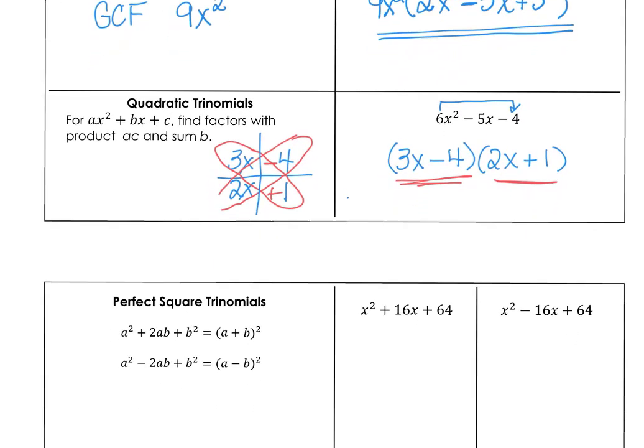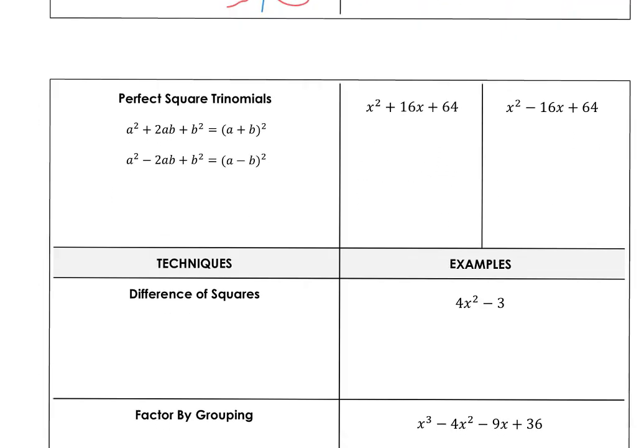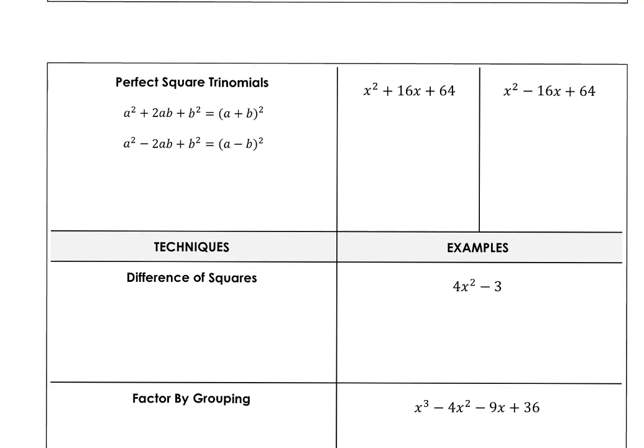On the next page, we're looking at perfect square trinomials. In this pattern, you can tell that to get the a squared, you're going to distribute this binomial twice. So it's like factors of 64 are 8 times 8, and 8 plus 8 gives me 16. So I have a pair of factors, x plus 8 times x plus 8.